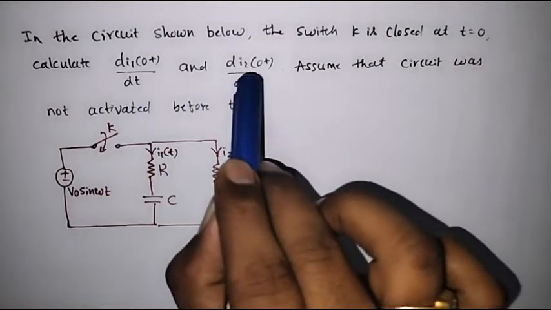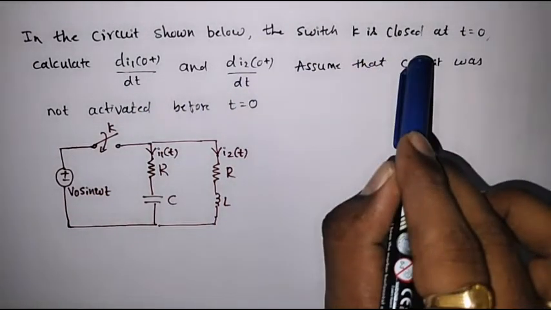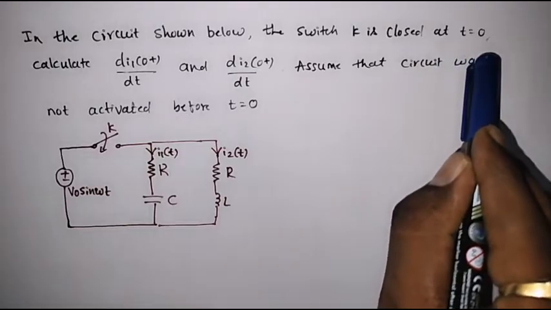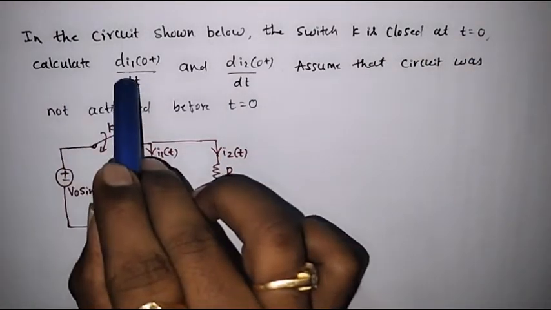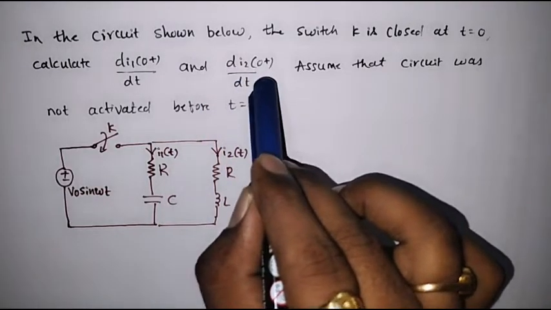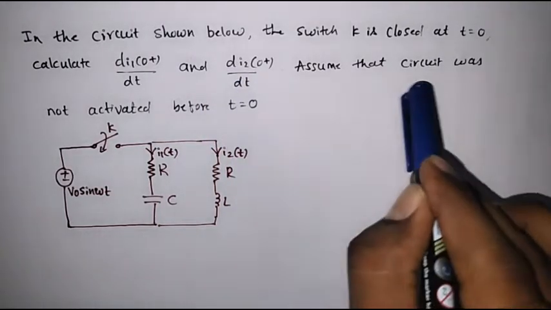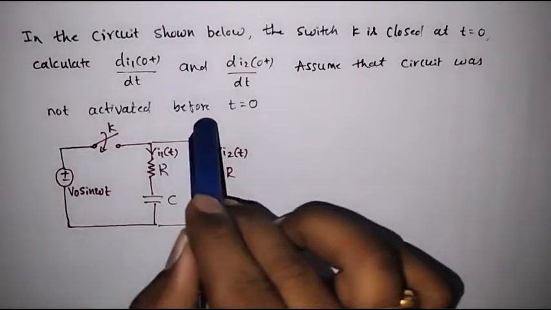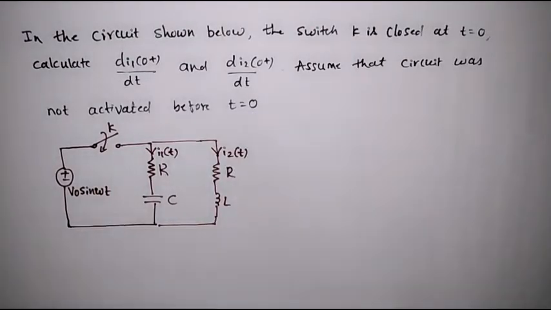In the circuit shown below, the switch K is closed at t equal to 0. Calculate di1(0+)/dt and di2(0+)/dt. Assume that the circuit was not activated before t equal to 0.